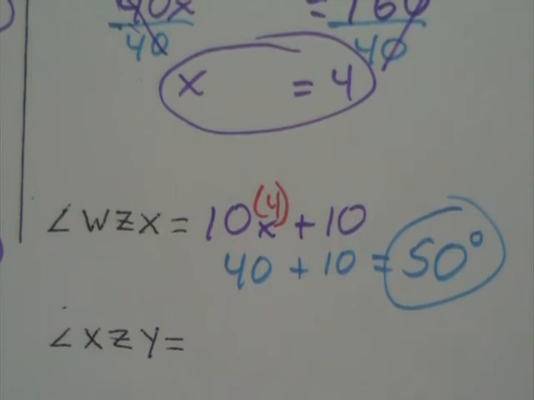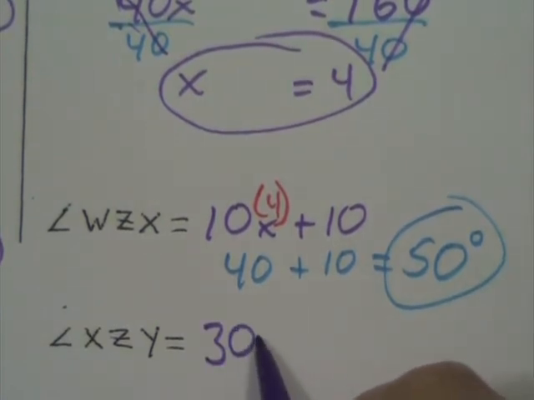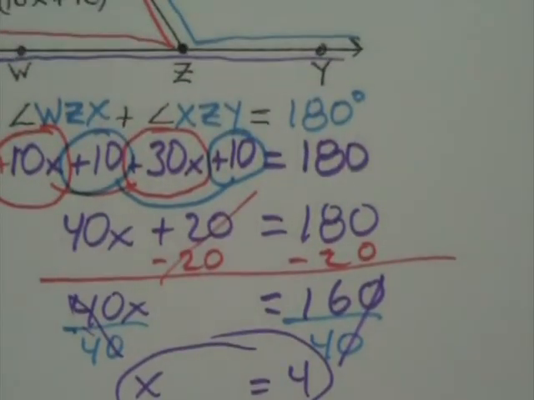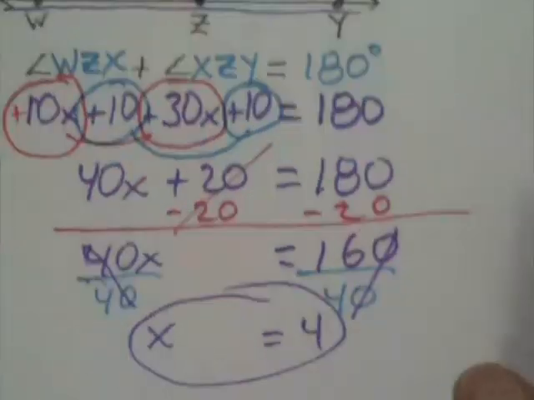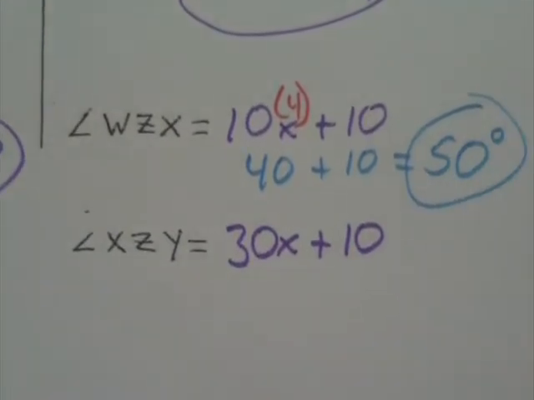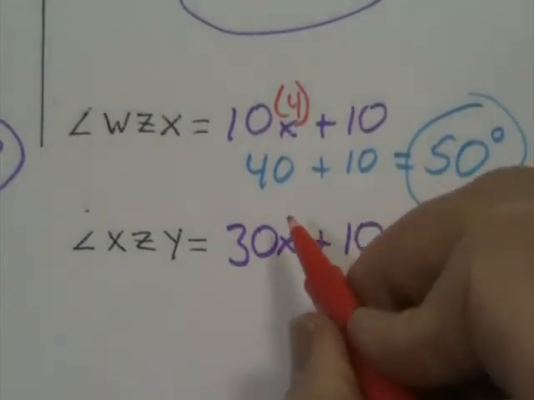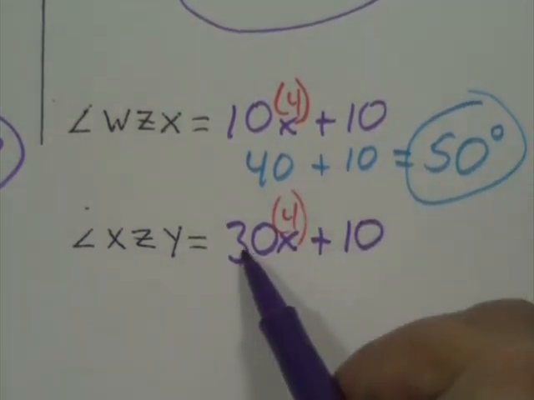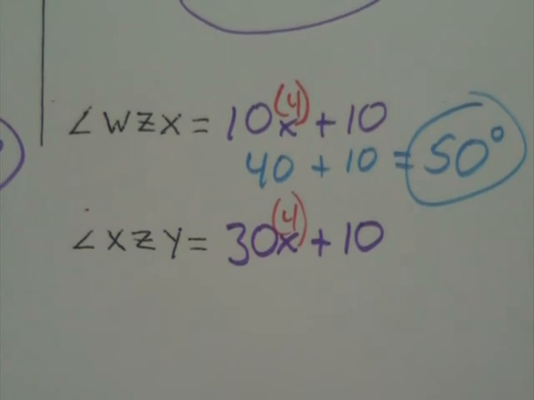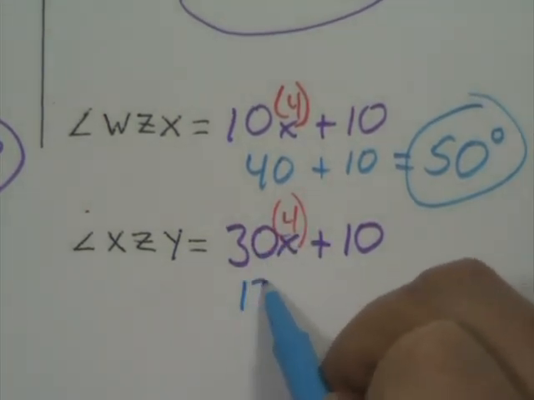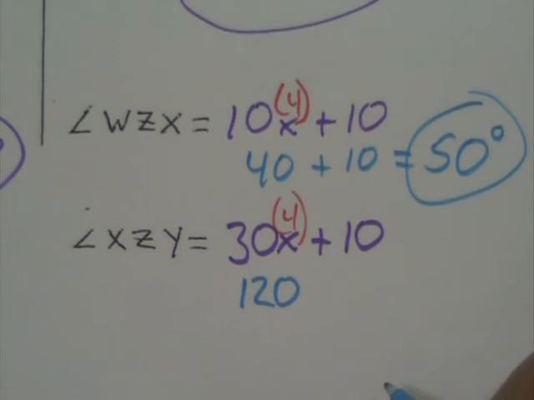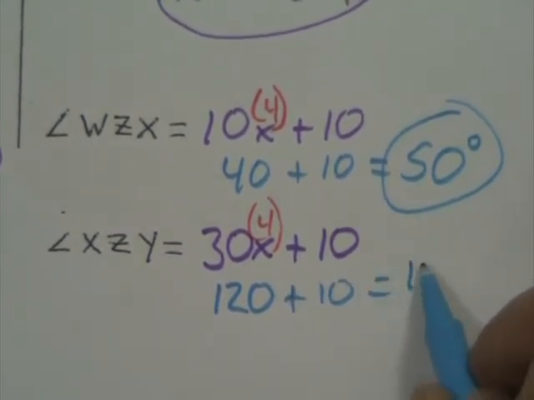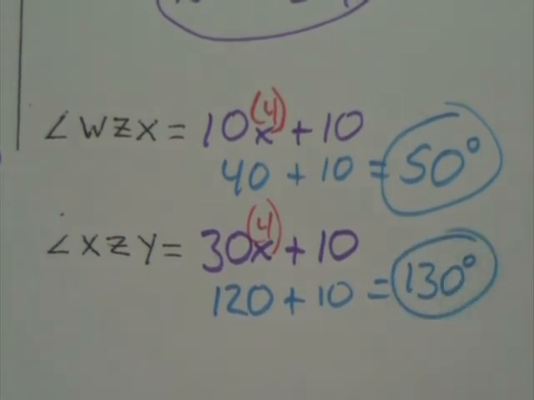All right, and the other one was 30x plus 10. So again, I'm going to substitute that x with the 4, because that's what x is. So now I have 30 times 4. Well, 3 times 4 is 12, and I just add a 0. Plus 10. And that would give me 130 degrees.